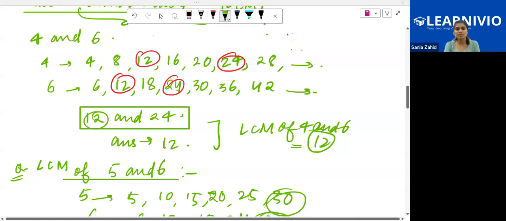The next thing you have is factors. So what are factors?